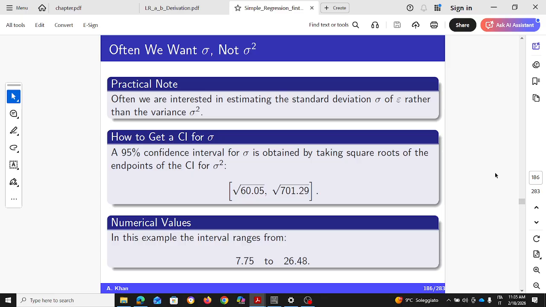Okay, so sigma is what? Sigma square is the variance and sigma is the standard deviation.